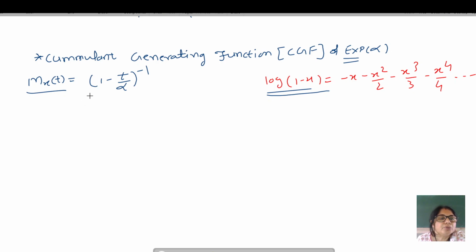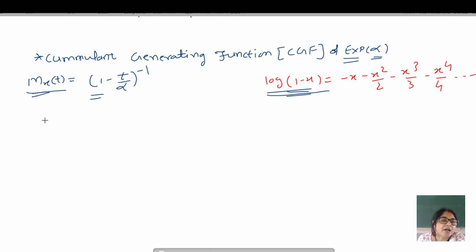Hello everyone. So today we will discuss the cumulant generating function, CGF, of the exponential distribution with the parameter alpha. And we need the moment generating function for that. We already did one video on the moment generating function, and it is (1 minus t by alpha) to the power minus 1. And this formula, the expansion of log of 1 minus x, we will use to expand the cumulant generating function.